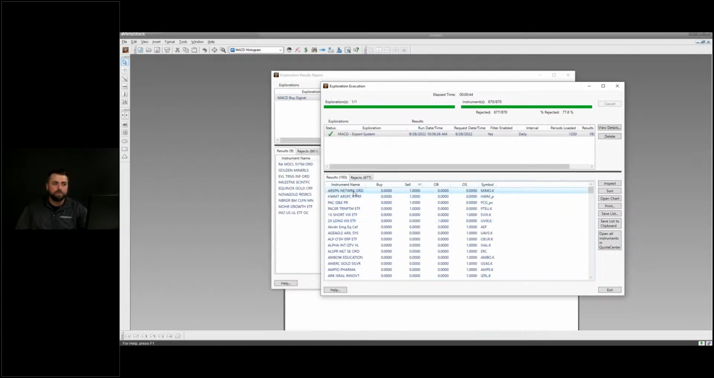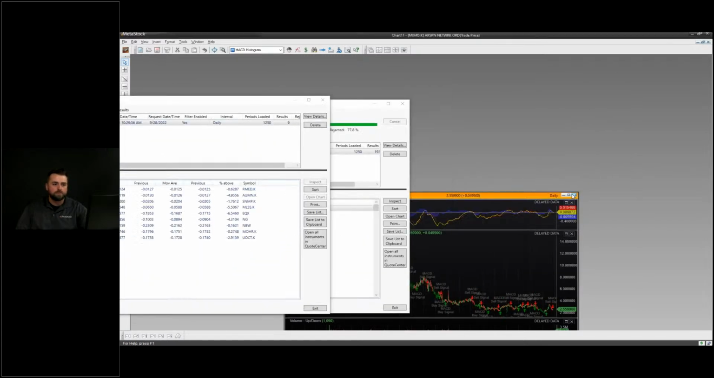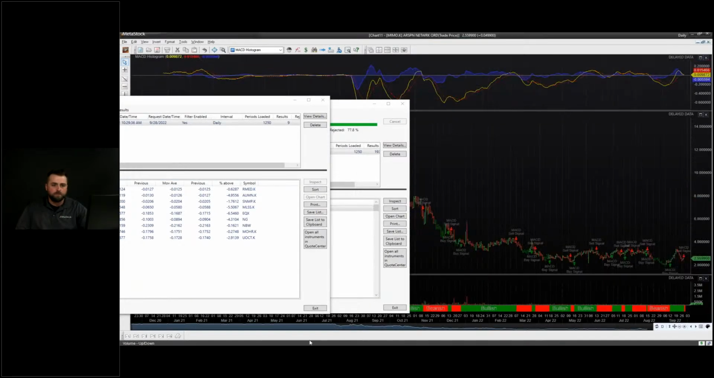So if I open up this security here, it's going to show, oops, let's cancel that and make it full size.